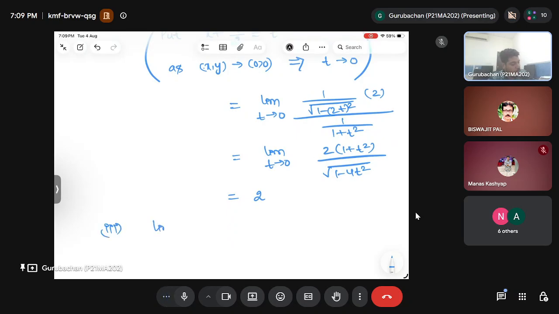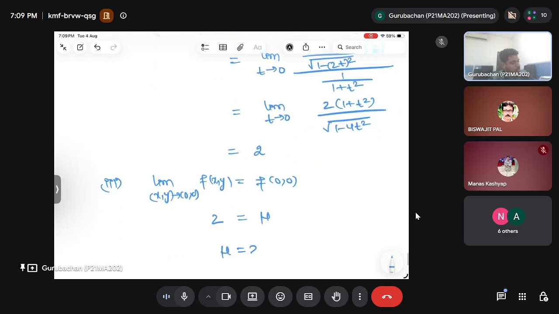Now by the third condition, you want to make sure that this function should be continuous. So limit (x, y) tending to (0, 0) of f(x, y) should be equal to f(0, 0). What is f(0, 0)? Mu. What is the limiting value? 2. So ultimately the value of mu is nothing but 2.